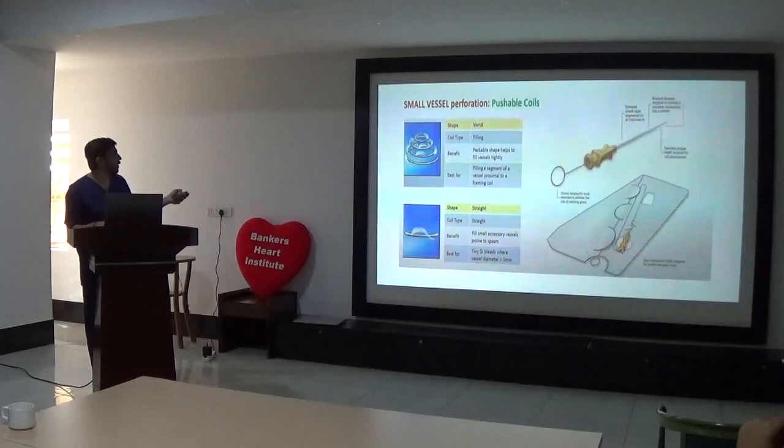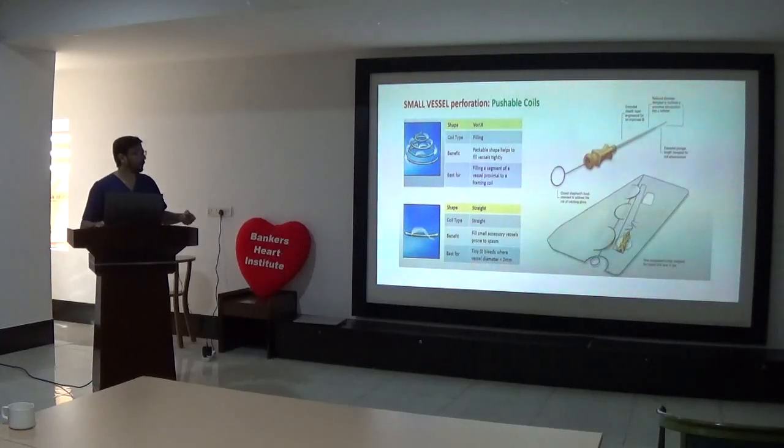These are the coils for small vessel perforation: pushable coils. These are coils with a packable shape, and another is the straight shape, vortex, and it easily fills the distal segment to block the vessel at the site of perforation. So these are the delivery systems; a micro delivery system is there.